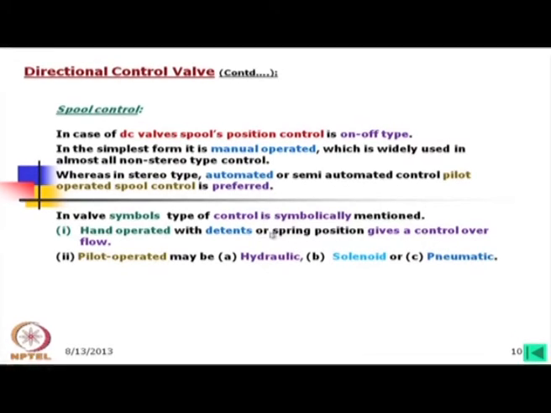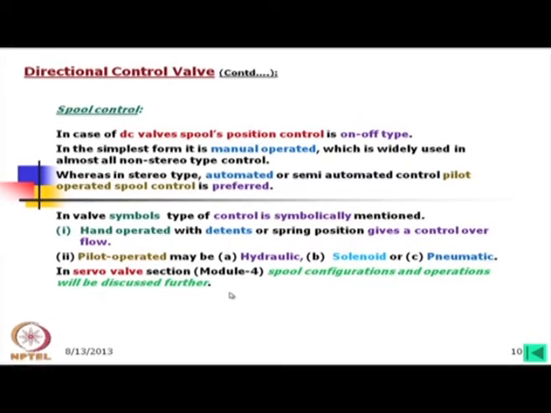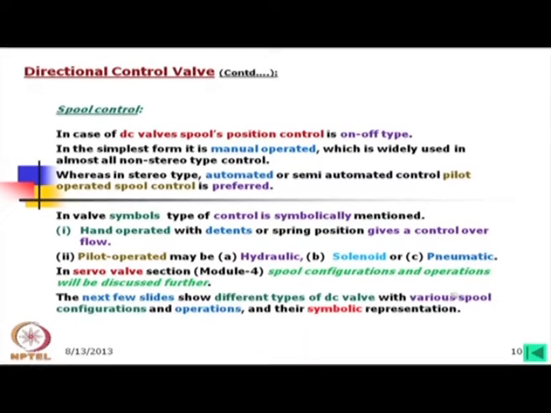As I have mentioned, we can also control flow a little bit by detaining the spool in an intermediate position. Pilot operated may again be hydraulic, solenoid or pneumatic. In the servo valve section in module 4, spool configurations and operations will be discussed further. The next few slides show different types of DC valve with various spool configurations and operations and their symbolic representation.